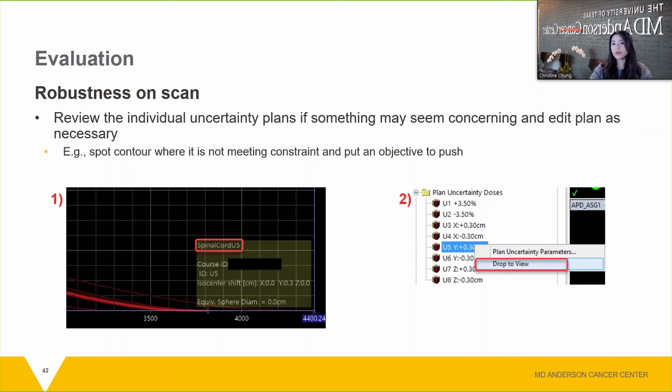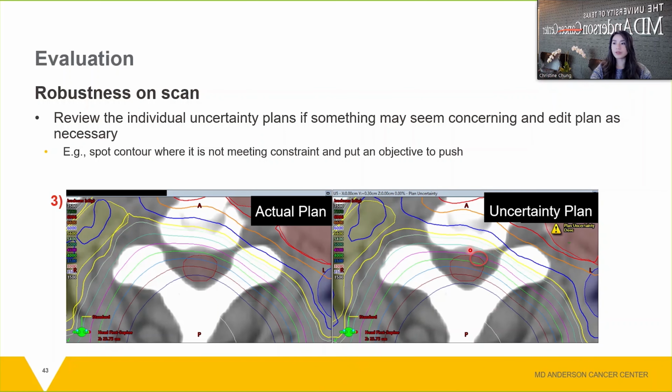In this case, prior to doing this step, the spinal cord was receiving greater than 45 gray Dmax in a 3 mm shift in the Y direction. So I went back to the plan, which you do by first reviewing which uncertainty it is, and then finding that uncertainty in the list, right click, drop to view. So I did this, I went back to the plan and reviewed that. So I scrolled to where the max dose was and manually spot contoured the area and placed a max dose to push the 45 gray line further away, resulting in the 44 gray Dmax.